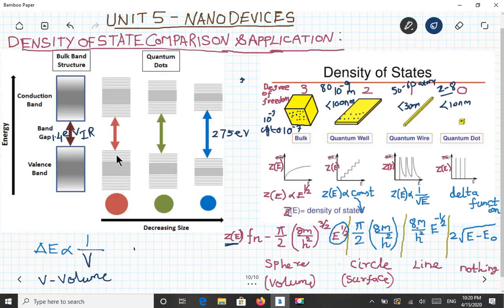So there are many energy levels, or many states, and in each state, 2 electrons can occupy. That's the meaning of this state. Once you reduce the size of the material, the number of energy levels will also get reduced. You can see it: once the number of energy levels gets reduced, the band gap will also increase.